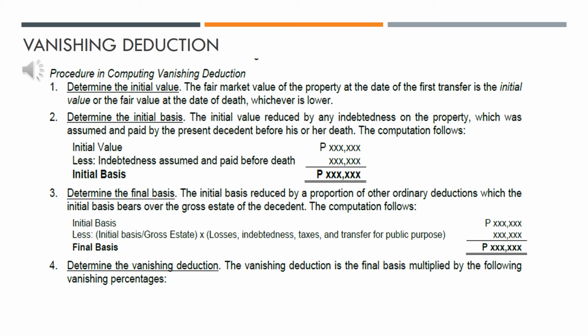First is determine the initial value or the value to be taken. So, the lesser amount of the value of the property at the date of the previous transfer or the value of the property at the date of death. So, the lower. Okay? Or the lesser amount. Kung ano yung lesser, yun yung gagamitin natin. Since deduction ito, gusto ng government, the lower. Okay? Number 2, magde-determine tayo ng initial basis.